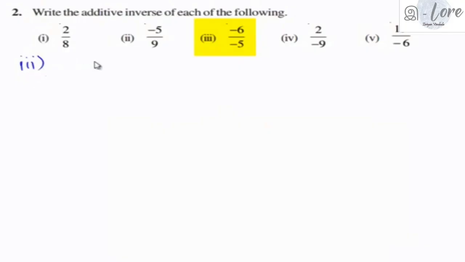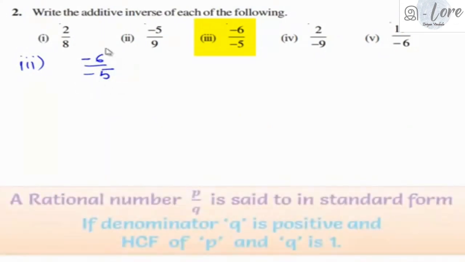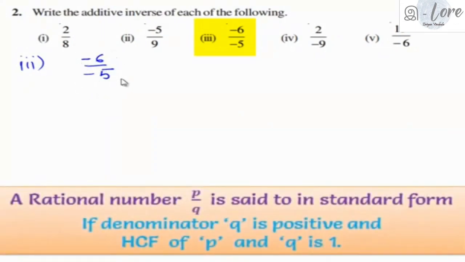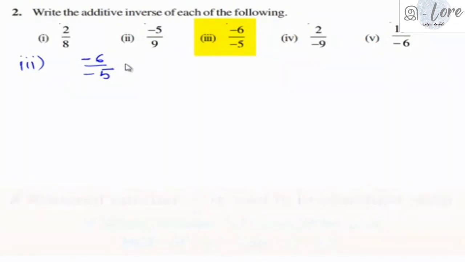The additive inverse of minus 6 by minus 5. The standard form of a rational number has a positive denominator. In order to make the denominator positive, we have to multiply both the numerator and denominator by minus 1. So minus 6 into minus 1 is nothing but 6, and minus 5 into minus 1 is nothing but 5.